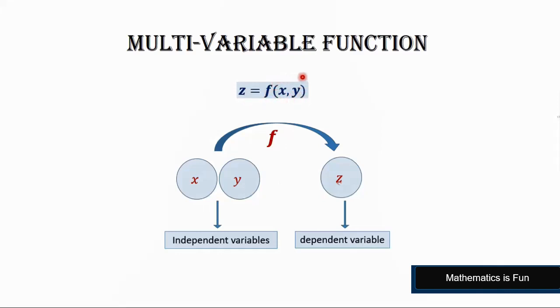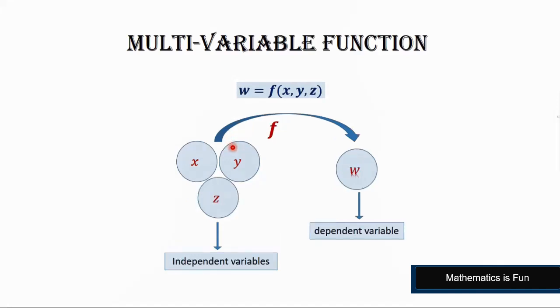Here inputs are x and y, which are more than one. Here we have two inputs and one output z. So this is a multivariable function, and we can also call it a bivariate function. In this expression you can see we have three independent variables and one dependent variable.